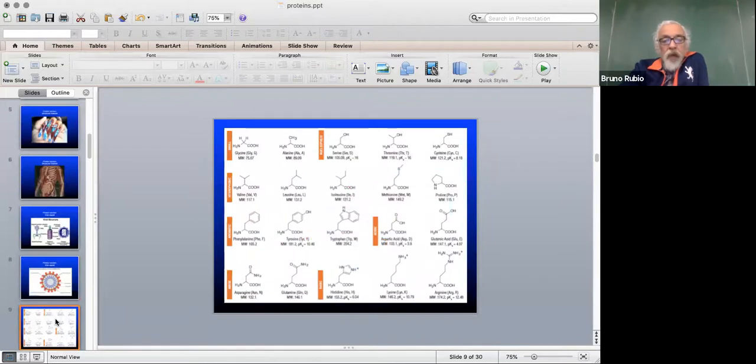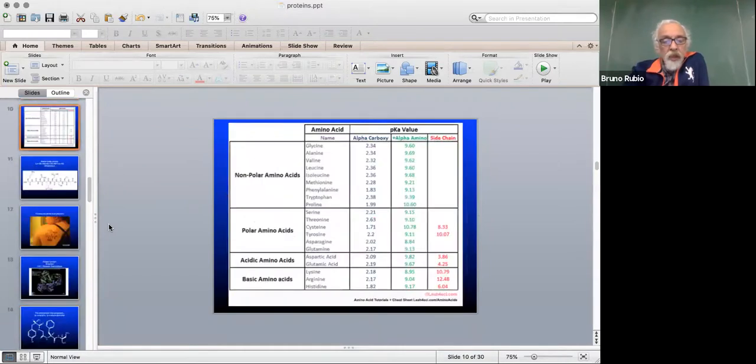Okay, proteins are polymers of amino acids, and we talked a lot about amino acids last week. So these are just some pictures of the various amino acids, their molecular weights, the pKa's, and their abbreviations. We see the name of the amino acids. They're associated with the pK of the carboxylic acid group, and also the pK of the amino group, the ammonium group, and some of them have side chains.